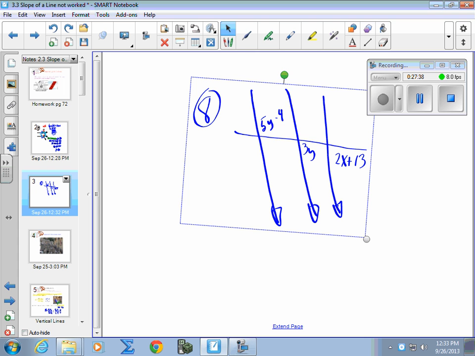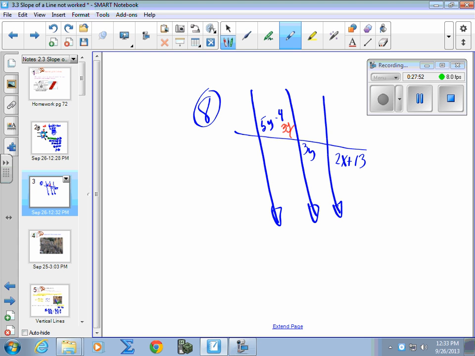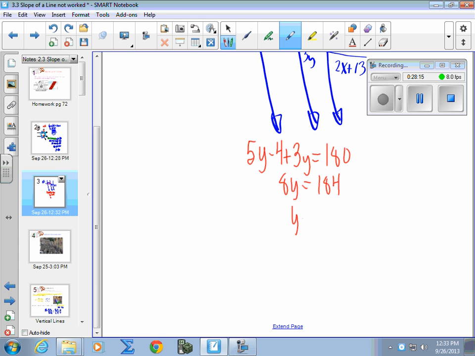All right. So what do you know about this angle and this angle? They're vertical. So I know that this angle is 3y. What do I know about these two angles? This angle and this angle. They're same-side interior, so they add up to how much? So I could say 5y minus 4 plus 3y is equal to 180. So I have 8y is equal to 184. So y is equal to what? 23.